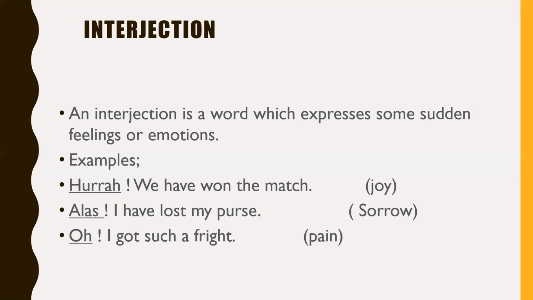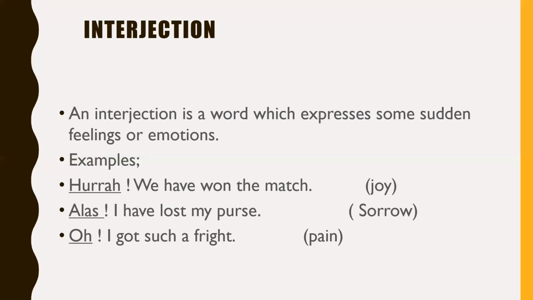An interjection is a word which expresses some sudden feelings or emotions. These are those words which we utter when we express our emotions or feelings in the form of words. Sometimes we are feeling joy. Sometimes we are in surprise or sorrow or pain. So these are all the feelings and emotions. So when we meet these emotions, then few words come out from our mouth, and these are called interjections.